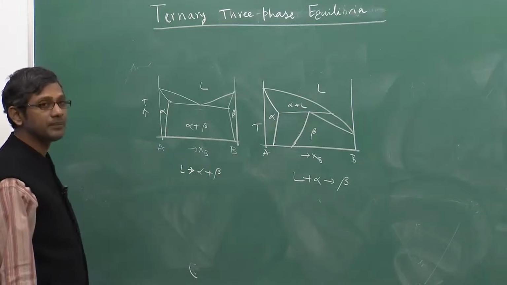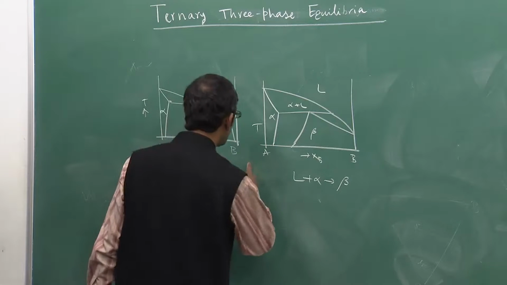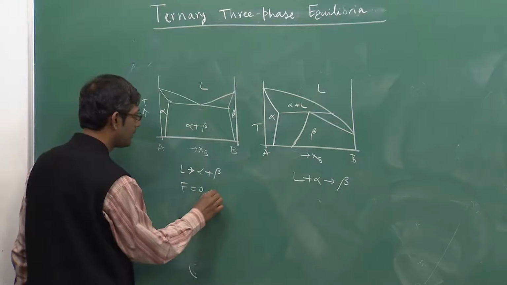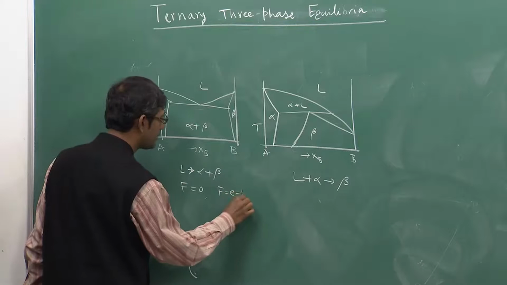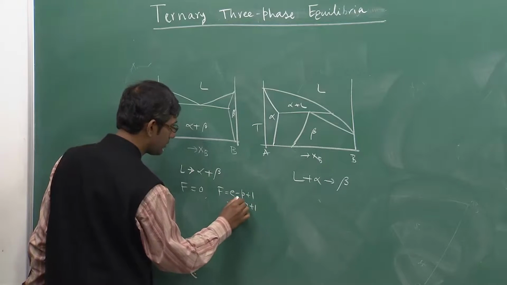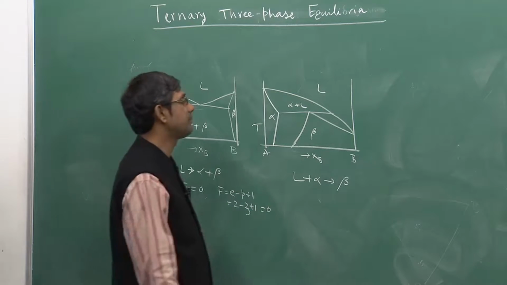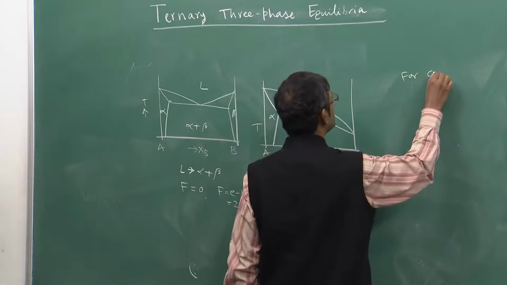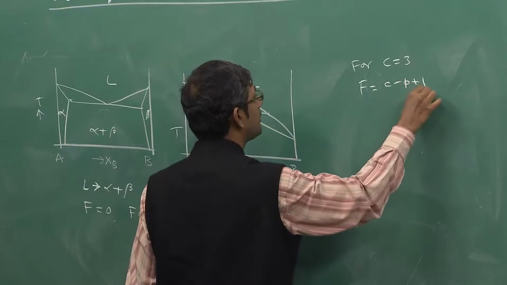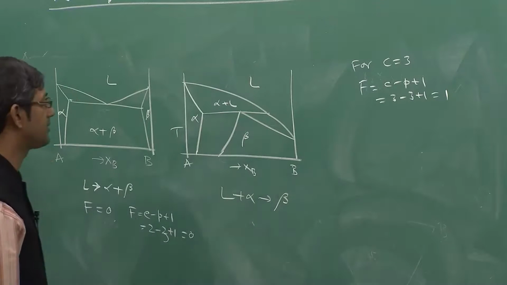But in a ternary system, you can't do that. Why? Because the reason we can do this in a binary system is because f is equal to 0. Why? Because f is equal to c minus p plus 1; c is 2, p is 3, that is equal to 0, correct, for 3 phases. But for a ternary system, for c equal to 3, f is equal to c minus p plus 1, so 3 minus 3 plus 1, that is equal to 1. It is a monovariant system.